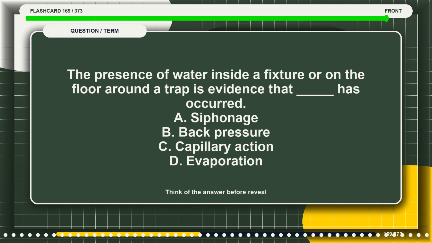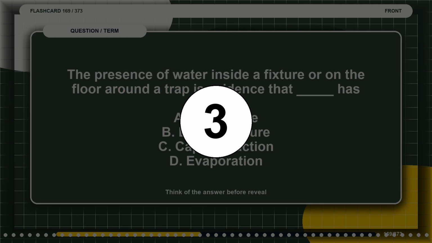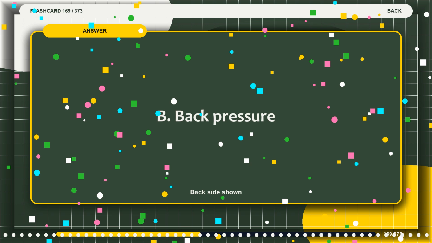Flashcard 169. The presence of water inside a fixture or on the floor around a trap is evidence that blank has occurred. A. Siphonage. B. Back pressure. C. Capillary action. D. Evaporation. Think of the answer before the reveal. The answer is B. Back pressure.